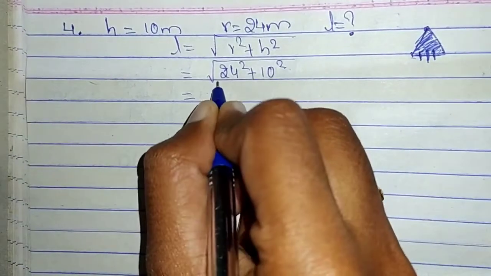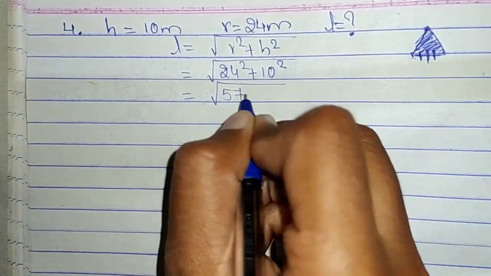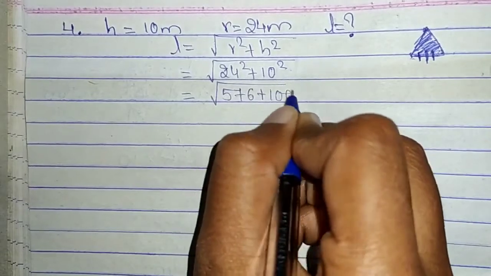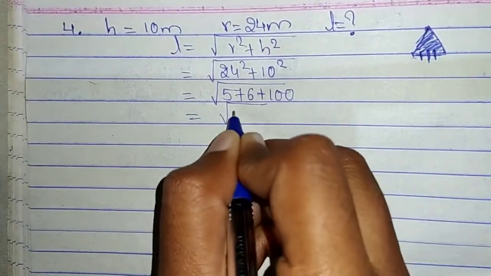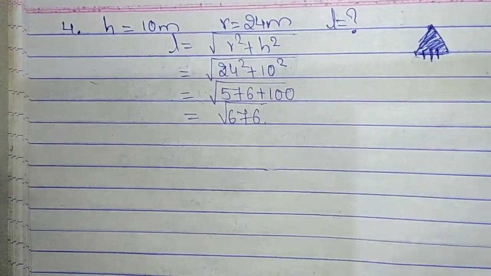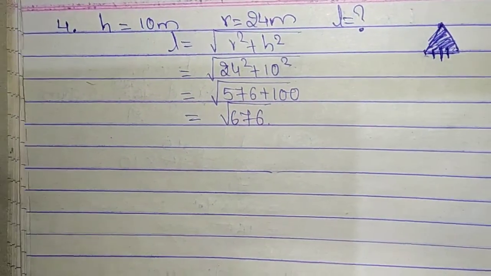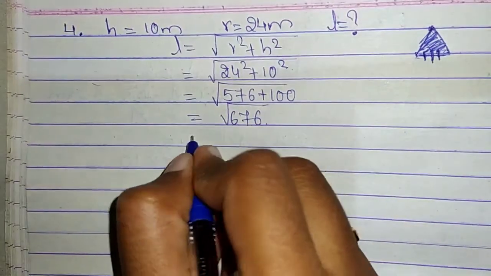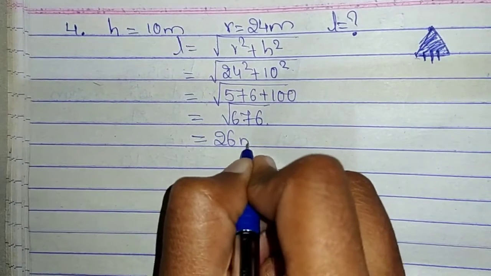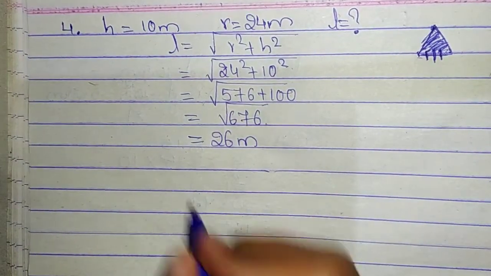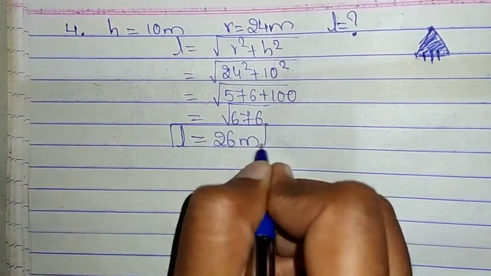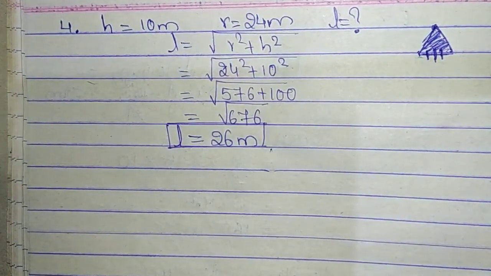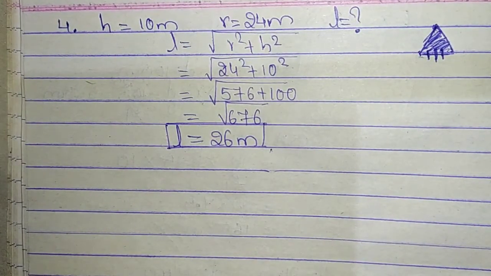So this is equal to 576 plus 100, which is equal to under root 676. Square root of 676 is equal to 26 meters. So the slant height of the tent is 26 meters. Now to find the CSA and the cost.